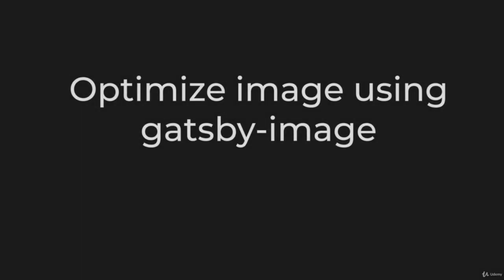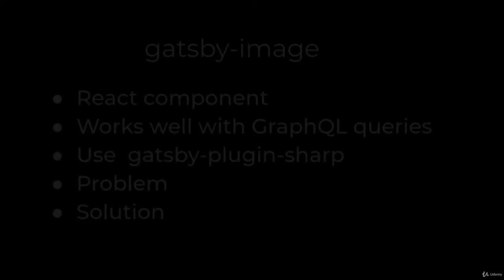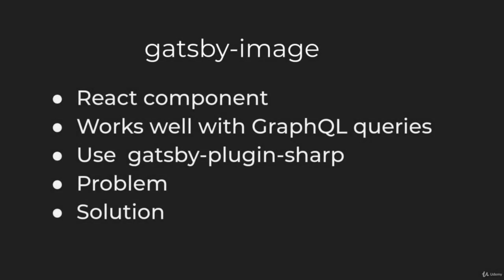Hello and welcome. In this lecture, we are going to talk about optimizing images with Gatsby Image. Gatsby Image is a plugin that you can use to quickly optimize images without the work. Gatsby Image is a React component specially designed to work seamlessly with GraphQL queries. It combines the processing power of image that Gatsby provides and uses it with loading techniques to easily load the optimum image. Gatsby Image uses Gatsby plugin sharp to power its image transformation.